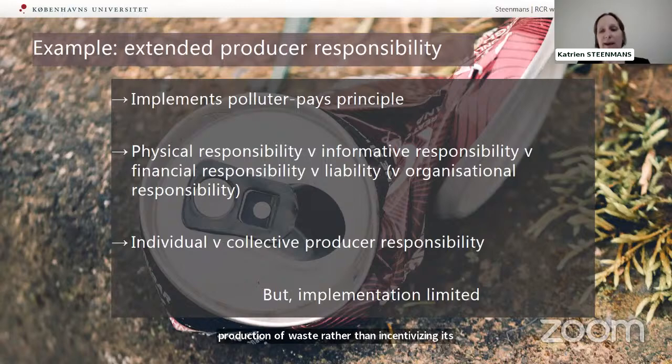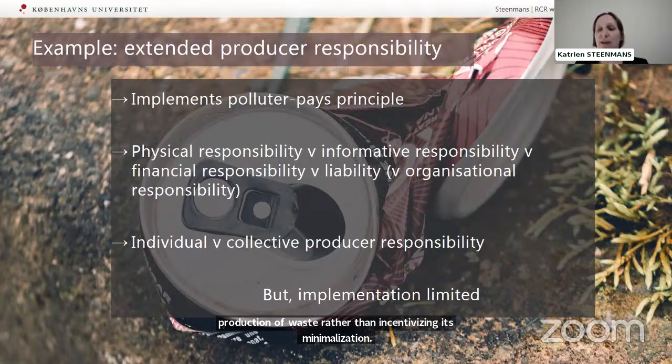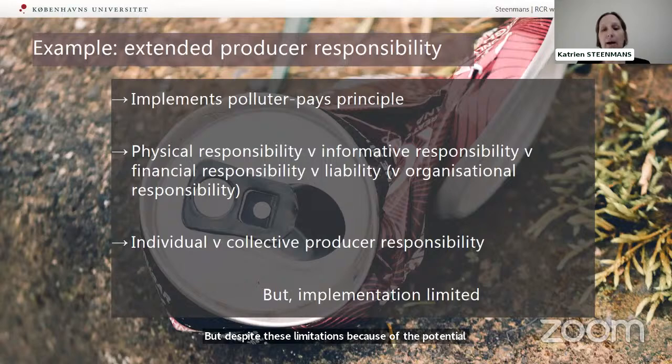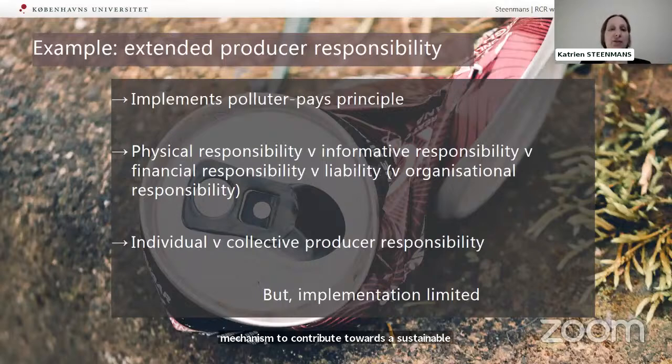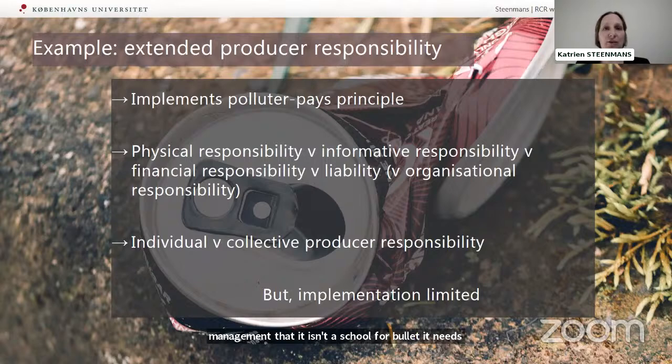But despite these limitations, because of the potential benefits it can result in, it remains a very acknowledged and potentially viable mechanism to contribute towards a sustainable future. It just comes with the usual caveat that exists with most legal measures to address waste and resource management, that it isn't a silver bullet. It needs to be implemented together with other measures.